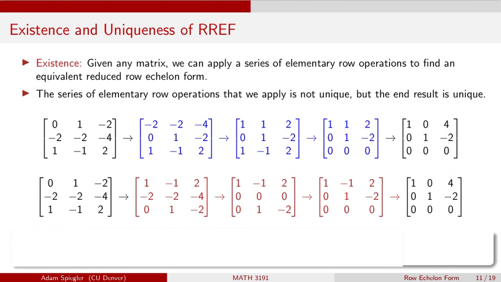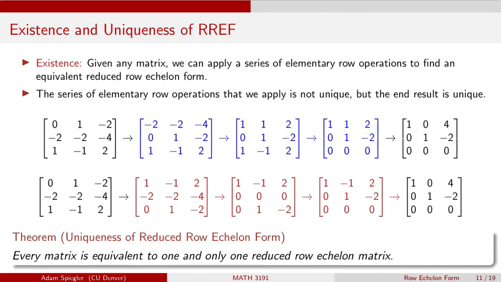So not only does the reduced row echelon form exist for each matrix, but that form is unique. So here is a theorem. I'm not going to prove it, but hopefully this example gives you a little bit of a gist for why this might be true. Given any matrix, it is going to be equivalent to 1 and exactly 1 reduced row echelon matrix. Okay, so that wraps up the main idea of this section.